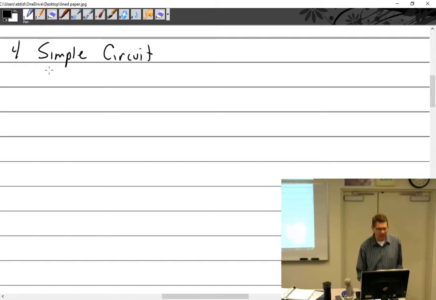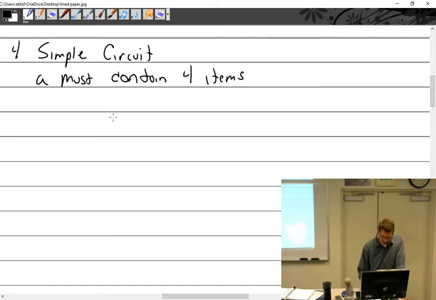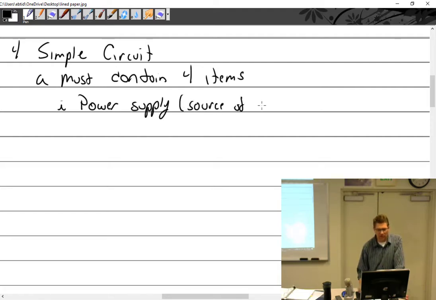Simple circuit. All right, it must contain, let's say, 4 items. Who can tell me what 4 items I must have in a simple circuit? Give me one. Battery. A power supply. All right, so I've got a power supply. That is my source of electrons.